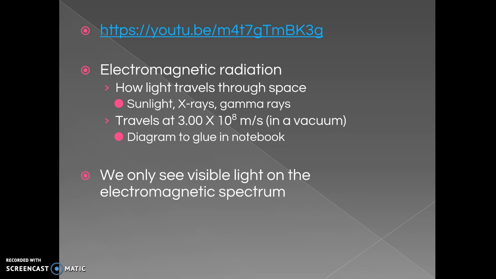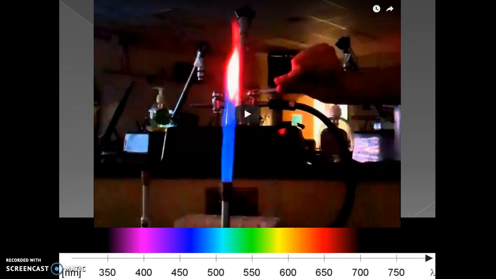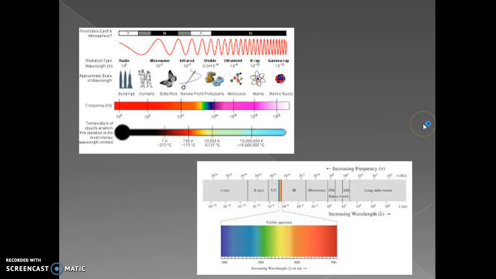What we see of the spectrum is only visible light. There are other types of light that you cannot see. So this video clip I'm going to skip because that's the flame test and that's what we're going to do in class. But what I want you to see right here is this is visible light. This is what we can see. So this is the wavelength of visible light that we can actually see. But there are all these other types of light that we don't see at all.